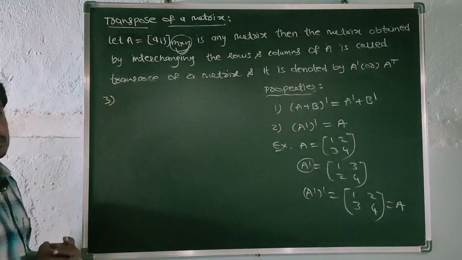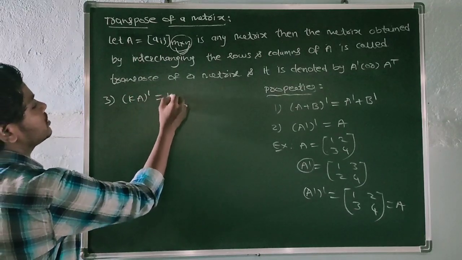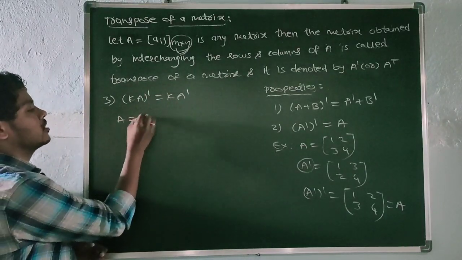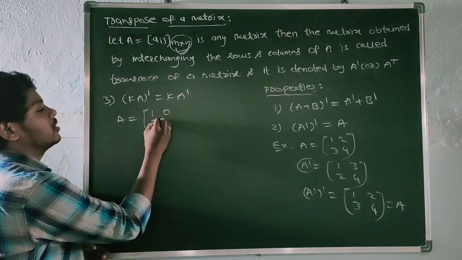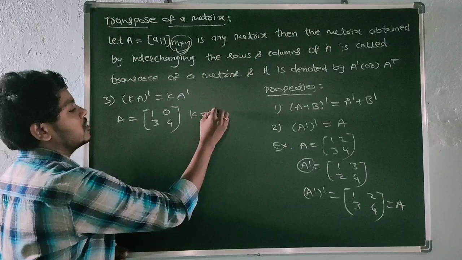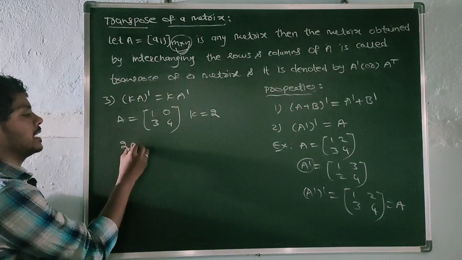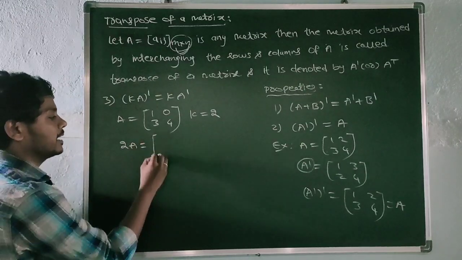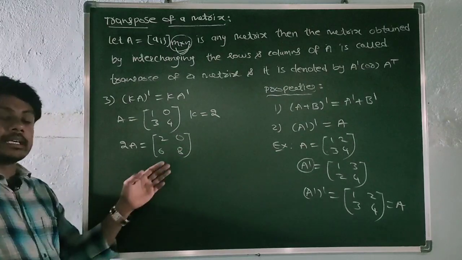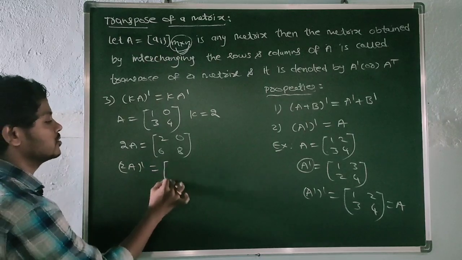Now the third one, K into A whole transpose equals K into A transpose. For example, A is equal to 1, 0, 3, 4 and K is equal to 2. Multiplying 2A, that is K times A, what you get is 2, 0, 6, 8. Now take the transpose of this matrix, 2A whole transpose.